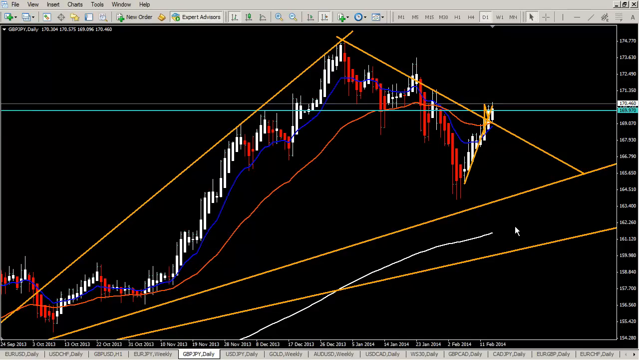But that's about it. And if it's not going anywhere, it's just ranging here, you don't do anything, you just wait for the direction, like always.